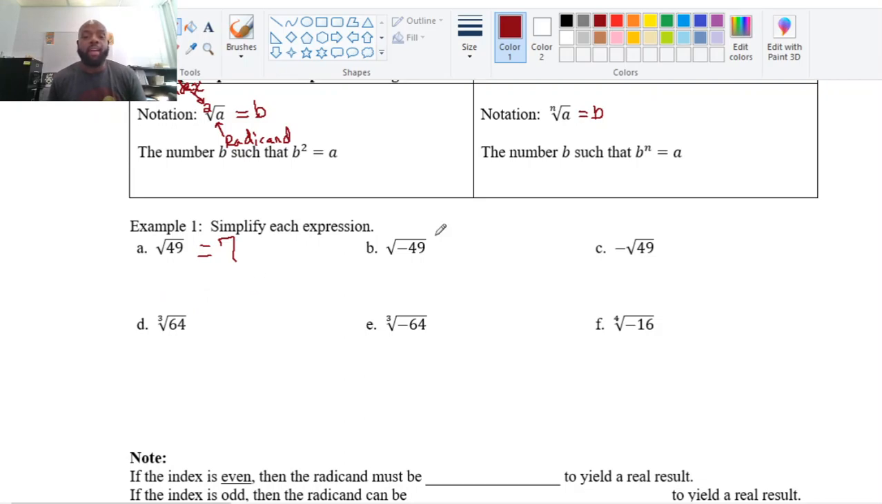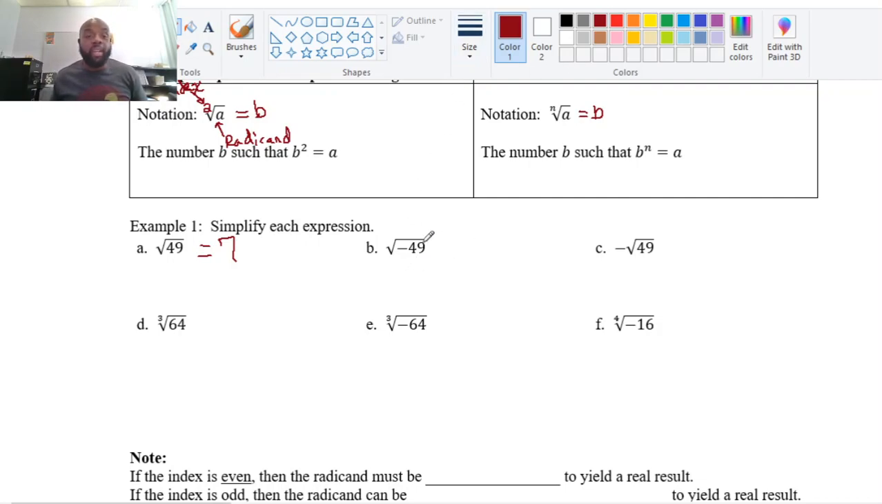In part B, we have the principal square root of negative 49. I'm sorry, one of my colleagues is doing some work, so sorry if you hear that. The square root of negative 49, we have to find the number such that if we square it, we get negative 49. We're working in the real number system. If I multiply a number by itself, or I square a number, I'm always going to get a positive result. So these don't always have a real outcome.